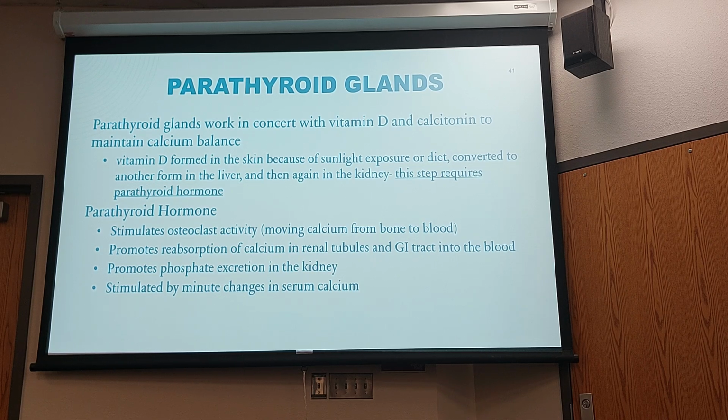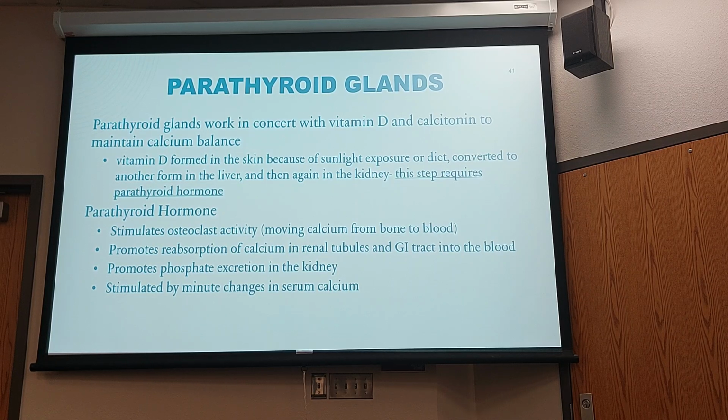So parathyroid glands, they're gonna work with vitamin D and calcitonin to maintain a calcium balance. Just know, we have to have the parathyroid hormones in order for calcium balance to be maintained. There's a lot of information there, but that's kind of what it boils down to.